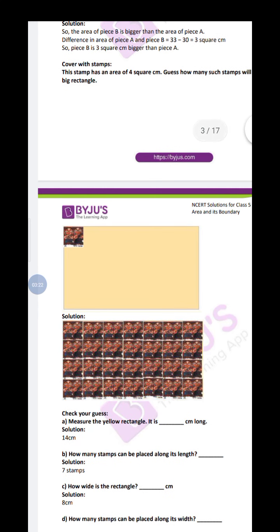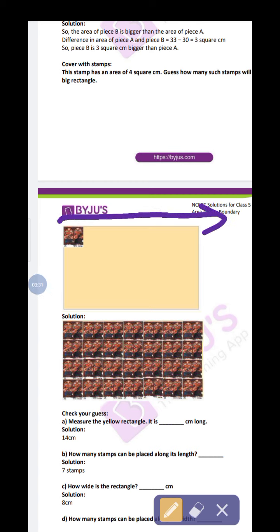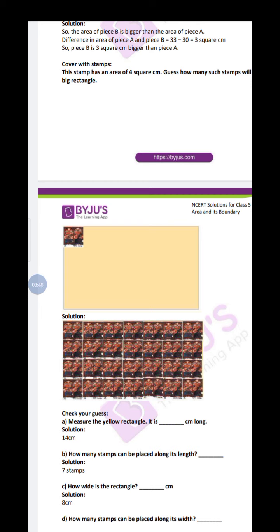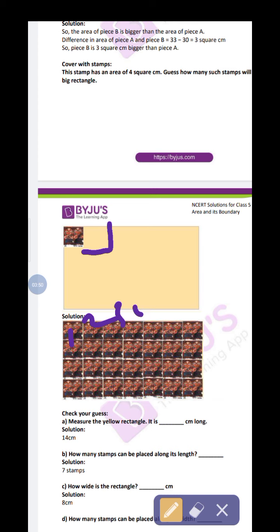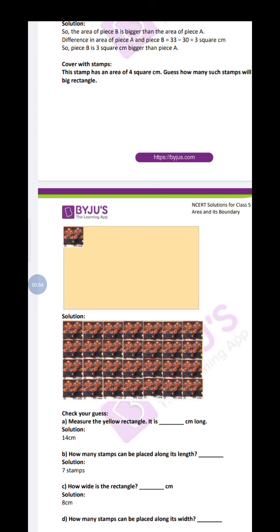Below that they have given the question: measure the yellow rectangle, it is dash centimeter long. So you have to find out how many centimeter long it is. If you measure, you will get 14 centimeter. Next, how many stamps can be placed along its length? You can place 7 stamps: 1, 2, 3, 4, 5, 6, 7. So along the length you can place 7 stamps.